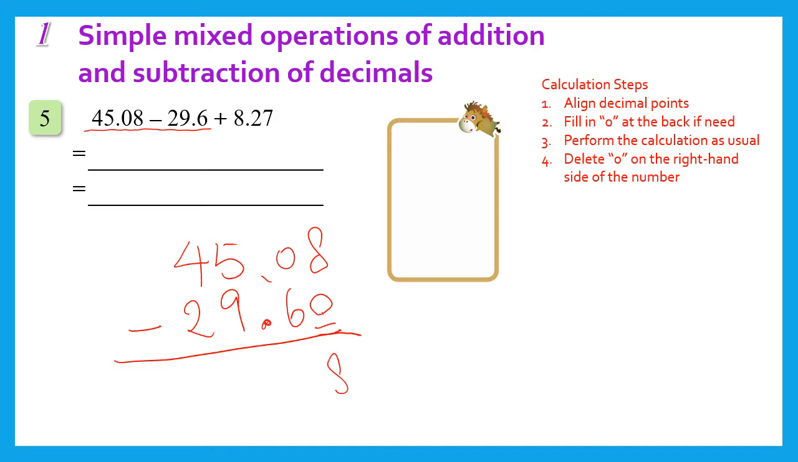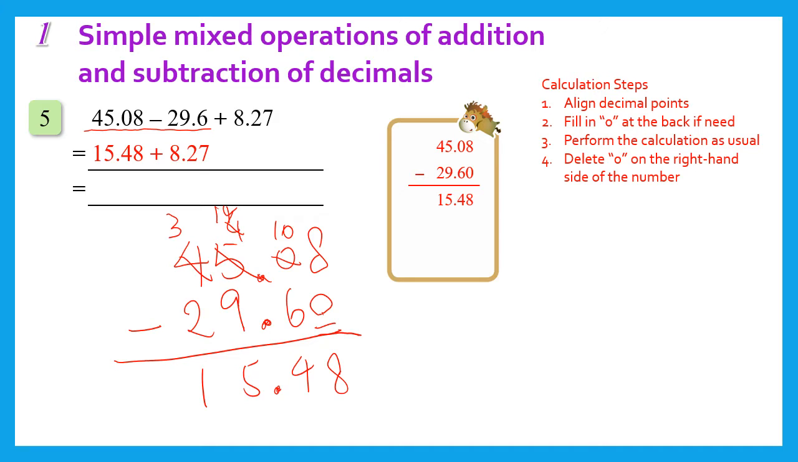8 plus 0 is 8. 0 minus 6 is not enough, borrow from before, and then you need to do the calculation one by one. Don't forget the decimal point. Okay, and then you can find out the answer. There's a 15.48, and then you have to plus 8.27, and then you can find out the answer.